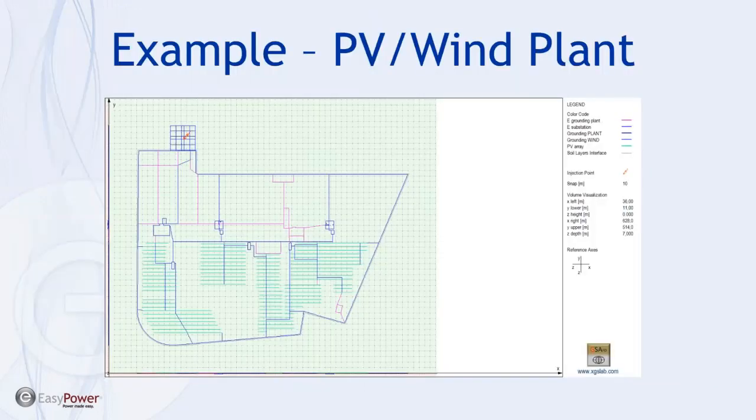Another example, to show something slightly more complicated, is for a PV/wind plant. In the top left corner, you can see where the fault is applied, probably at the project substation. Throughout the model, the pink, blue and green conductors represent different grounding conductors connecting to different things throughout the site. This is quite a large site, so in this case we're likely to see ground potential rise differences throughout the site due to the impedance of the conductors.